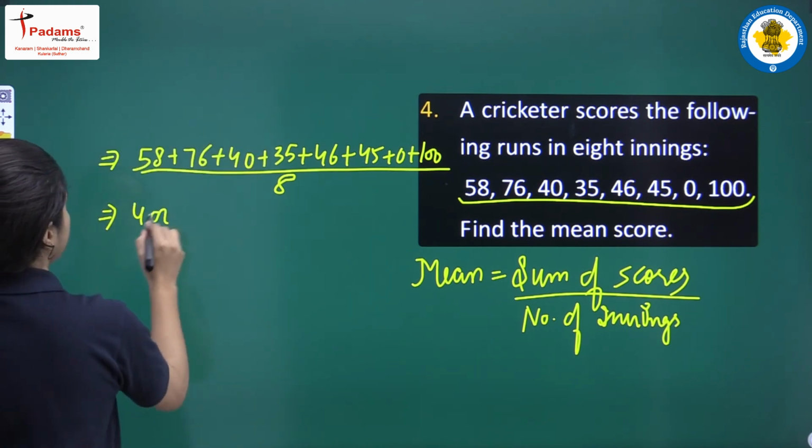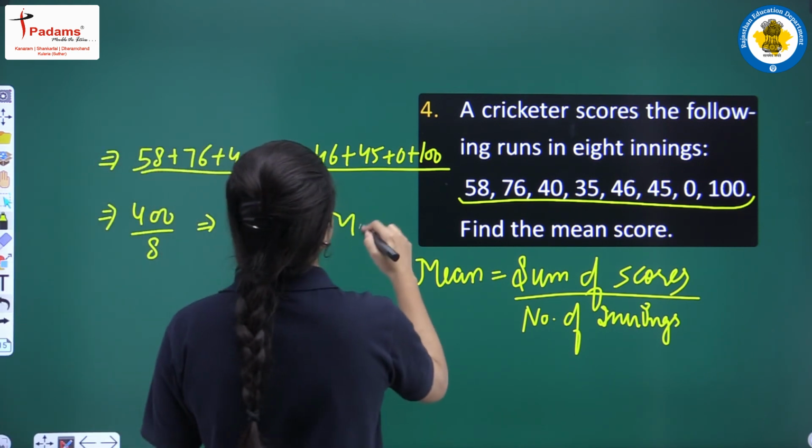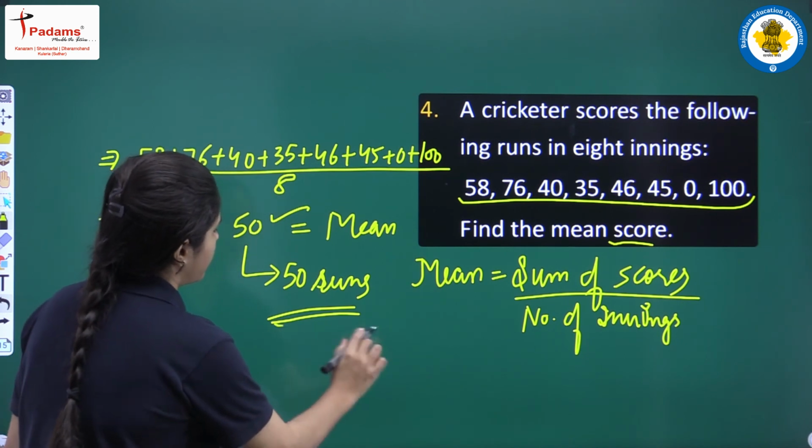So students, 400 divided by 8, 50. 50 is the mean score. Okay students? So students, 50 runs.